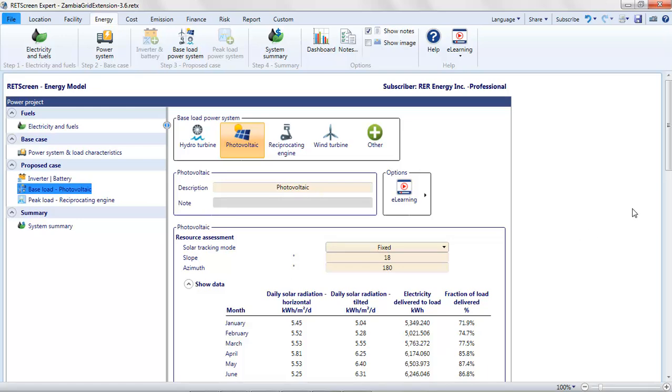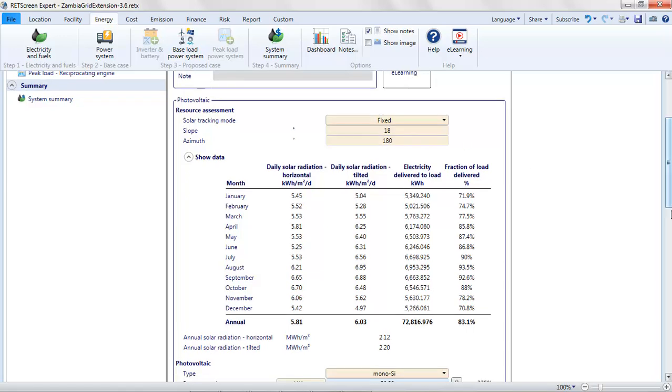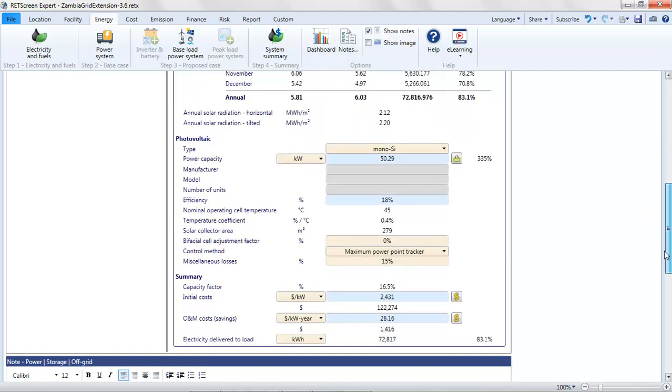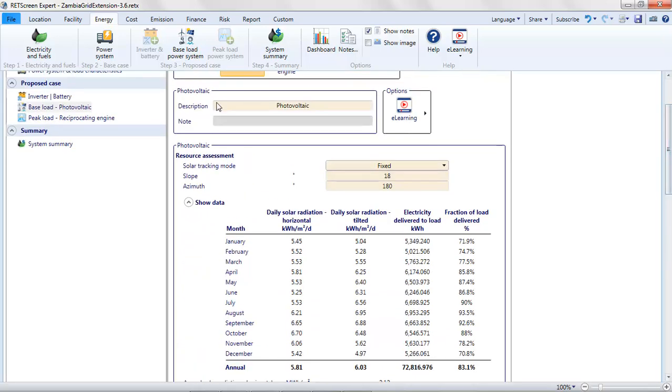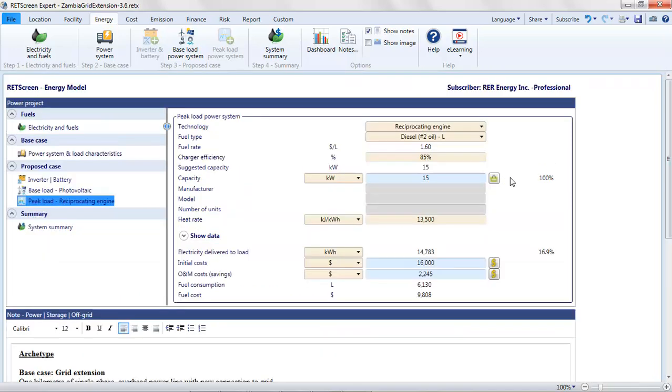On the photovoltaic system, here, we see that the slope and azimuth are very close to what we picked, and so the power capacity is much smaller. One reason is because our load is much smaller, but we also see that it's chosen to meet a smaller fraction of the load, only 83% of the load. So going to the peak power system, here we see that it is supplying 17% of the electricity to the load, much more than in our case. So quite a different way to do this.